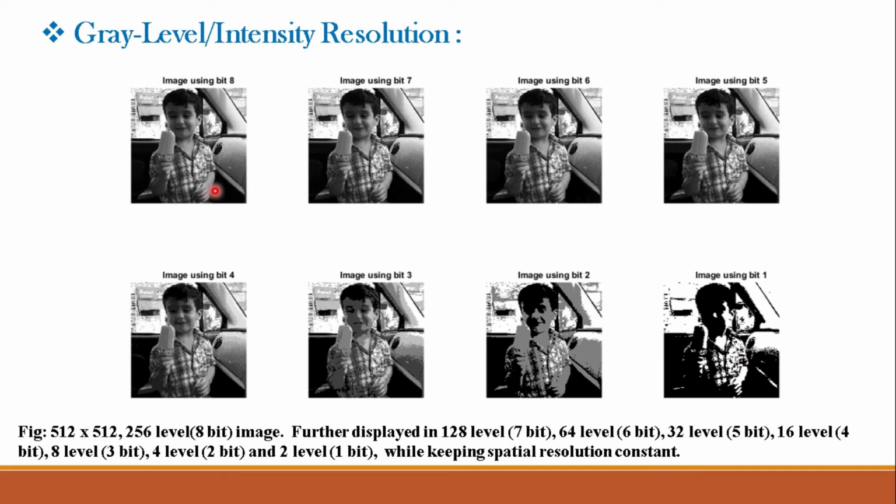This is a 512 cross 512 image, which is an 8-bit image. Further it is displayed in 7 bit, 6 bit, 5 bit and so on up to 1 bit. So you can see there is not much difference between the 8-bit and the 7-bit, but there is a large difference between the 8-bit and the 4-bit. After 5-bit, you can see that the artifact starts coming in the image.